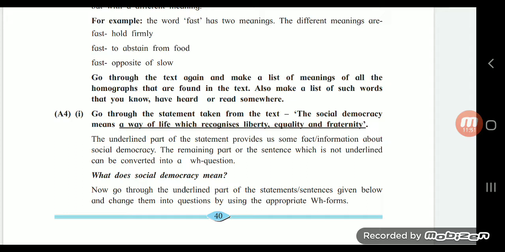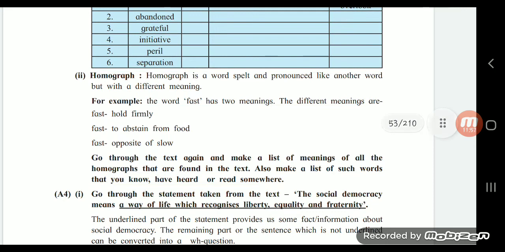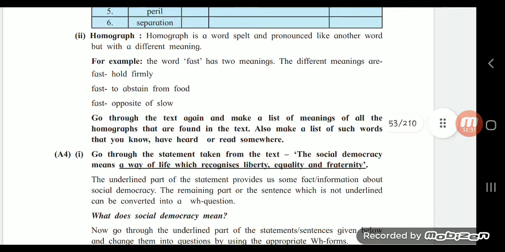Okay, now on the screen you can see your textbook. They have asked a particular question for that homograph. Go through the text again and make a list of meanings of all the homographs that are found in the text. You have to identify the homographs in the text. Also make a list of such words that you know, have heard or read somewhere. Okay, just what I said, search for that. This much discussion is enough. It is not an elaborate grammar topic or word study, but just do it as a fun activity.